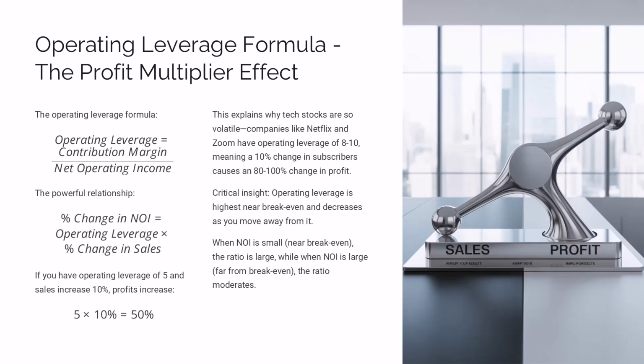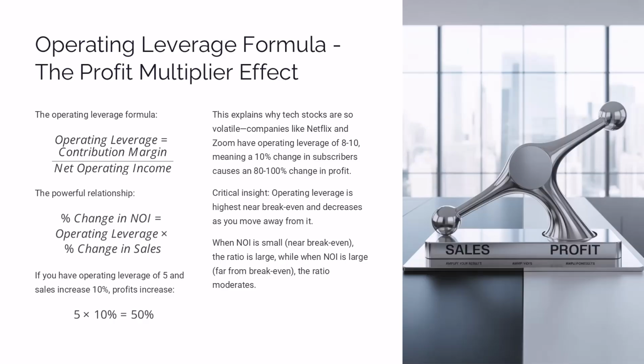Here's the critical exam insight. Operating leverage is highest near break-even and decreases as you move away from it because OL equals CM divided by NOI. When NOI is small, near break-even, the ratio is large, while when NOI is large, far from break-even, the ratio moderates, creating a natural stabilizer in business.